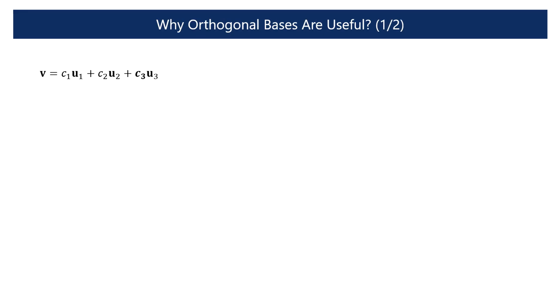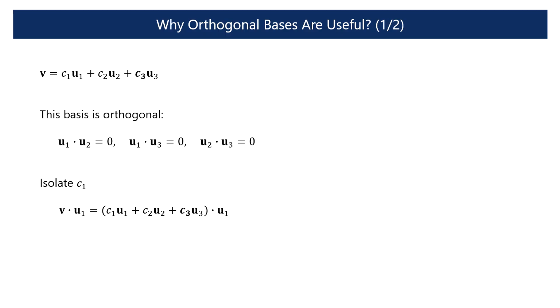To understand the usefulness of orthogonal basis, let's consider a three-dimensional vector v and demonstrate how the norm calculation is simplified in an orthogonal basis. Suppose this vector v can be expressed as a set of basis vectors u1, u2, and u3. And this is an orthogonal basis we will use here. This basis is orthogonal because the inner product of any two distinct vectors is 0.